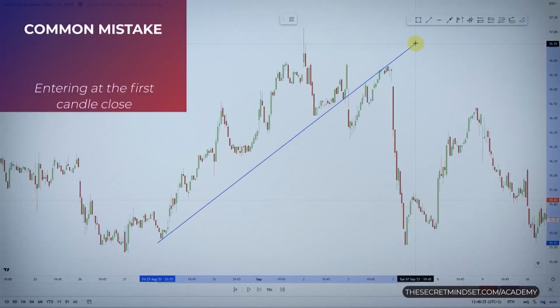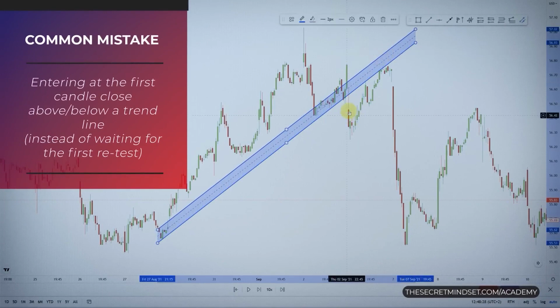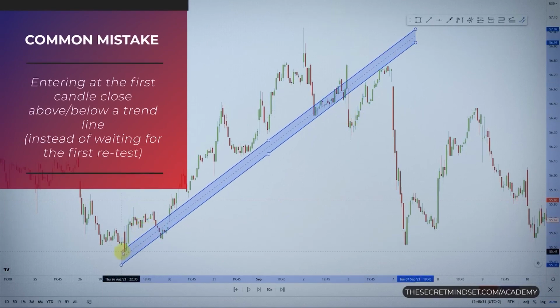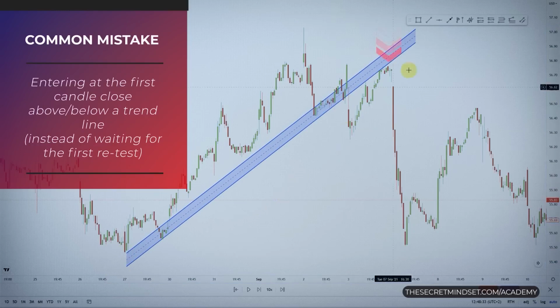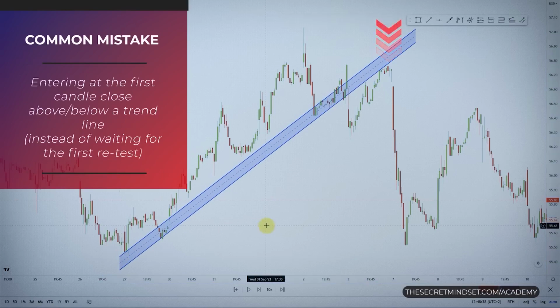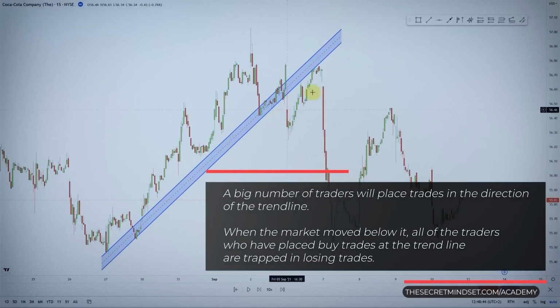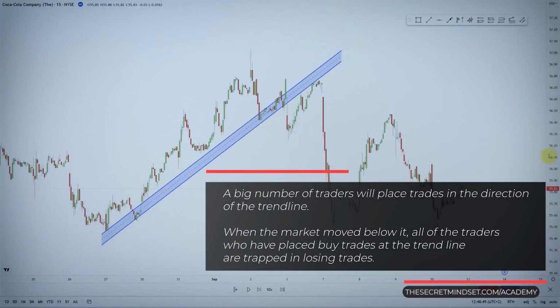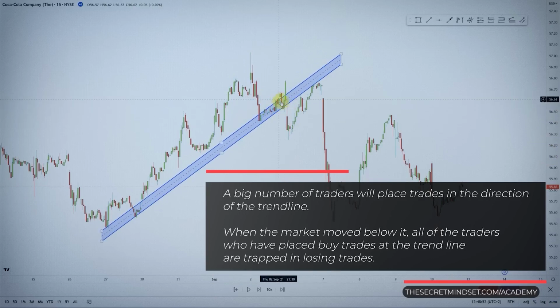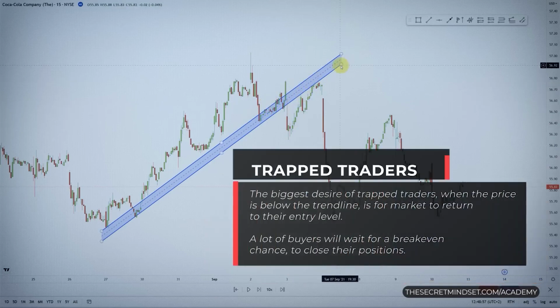Many traders are drawing a trend line, and at the first candle close below it, they enter right away. But the first retest after a trend line breakout is a much better area to take trades from. So why is that? A big number of traders will place trades in the direction of the trend line. When the market moves below it, then all of the traders who have placed buy trades at the trend line are trapped in losing positions. Their biggest desire when the price is below the trend line is for the market to return to their entry level.